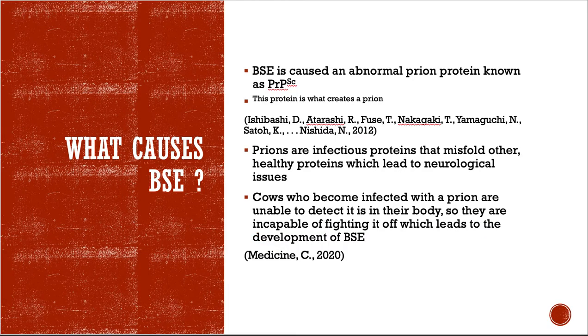So, causes of BSE. BSE is caused by an abnormal prion protein known as PrP. This is the protein that creates prions, and we know that prions are infectious proteins that misfold other healthy proteins, which cause neurological issues. Cows who become infected with a prion are unable to detect it in their body, so they are incapable of fighting it off, which leads to the development of BSE.